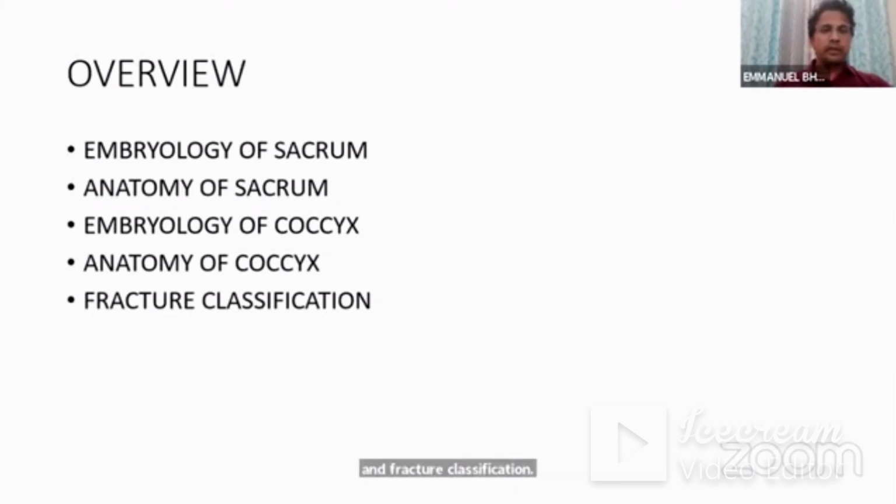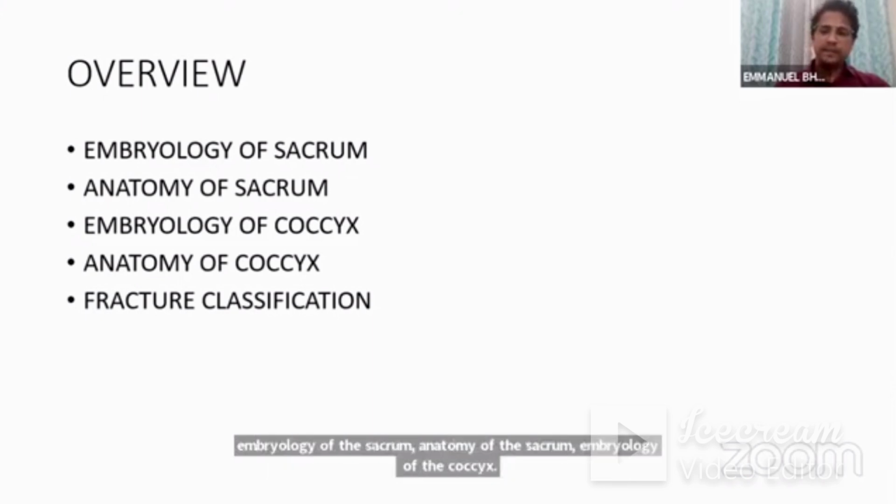Now, this is the overview. What I'll be talking about is the embryology of the sacrum, anatomy of the sacrum, embryology of the coccyx, anatomy of the coccyx, and the fracture classifications.